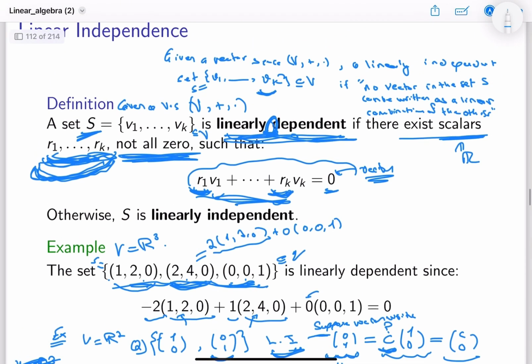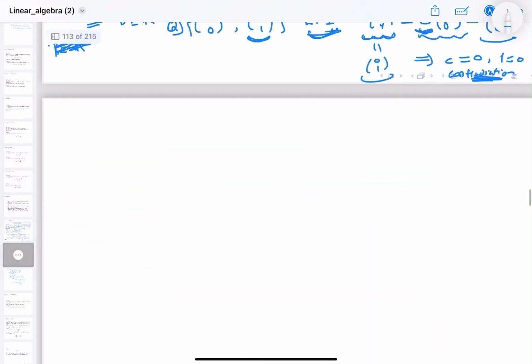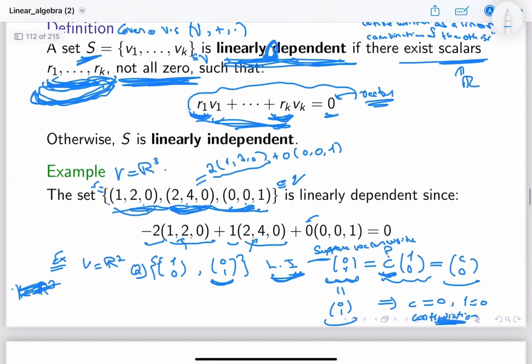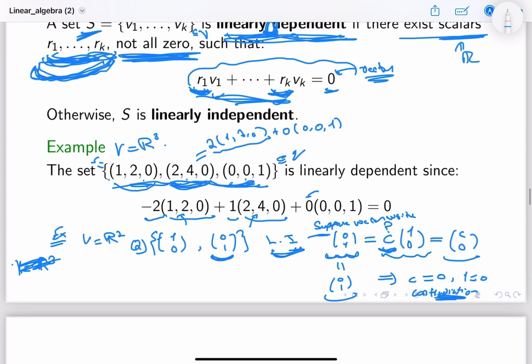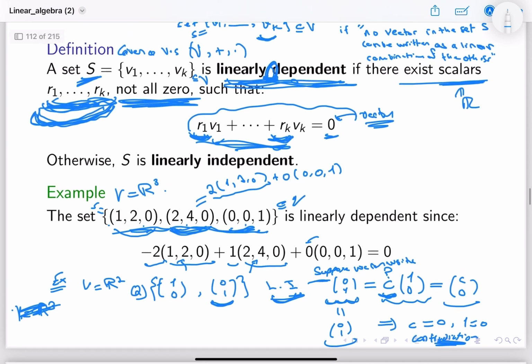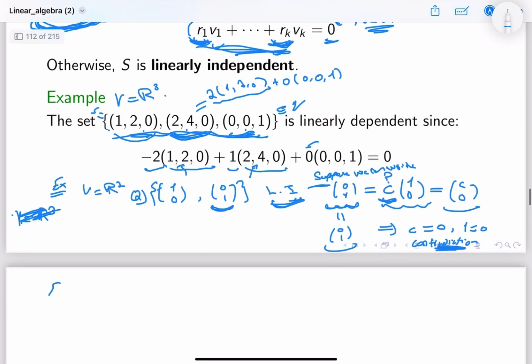So maybe let's take another example before we wrap up this video and move to the next video, where we discuss the basis of vector spaces. So let's take another example, because this is very important. Okay, so let's take a slightly harder example now.